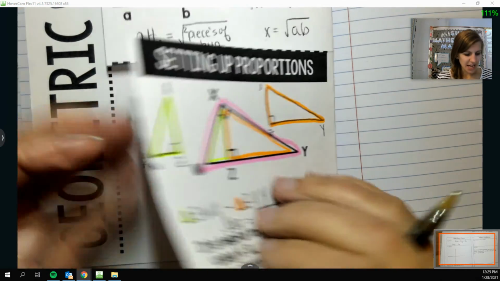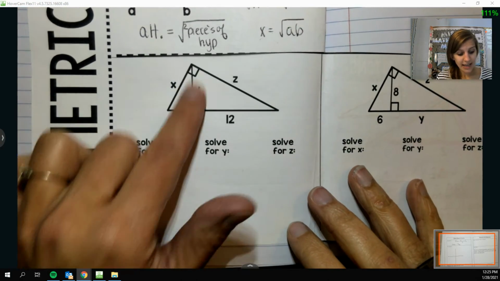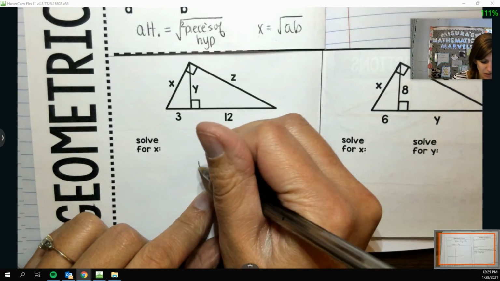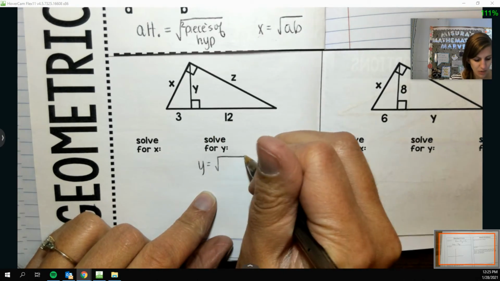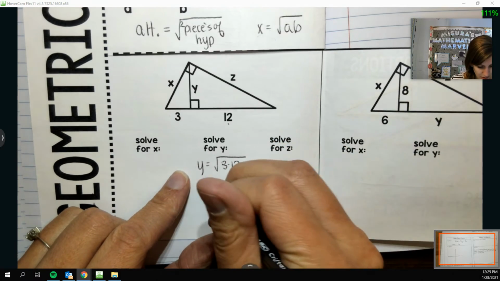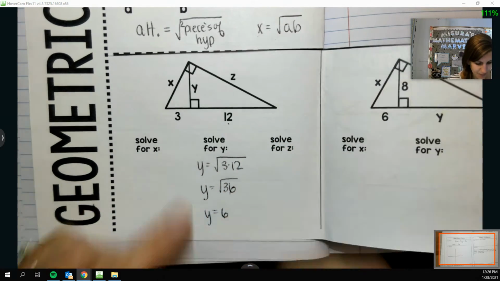So if we take a look at an example of that, now y is the altitude. So I could go straight for y first and do altitude equals the square root of the two pieces. So 3 times 12, so 36, which is 6.